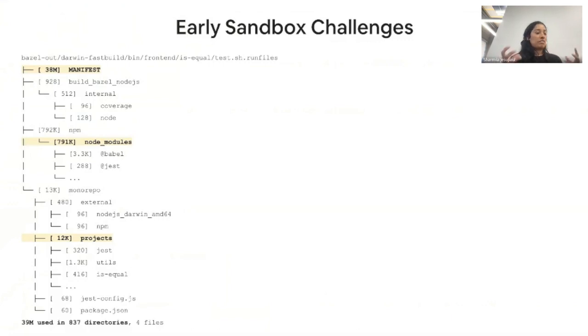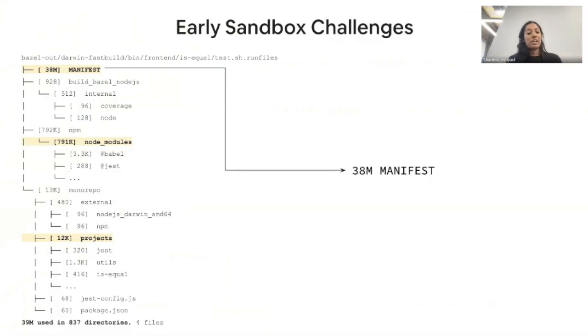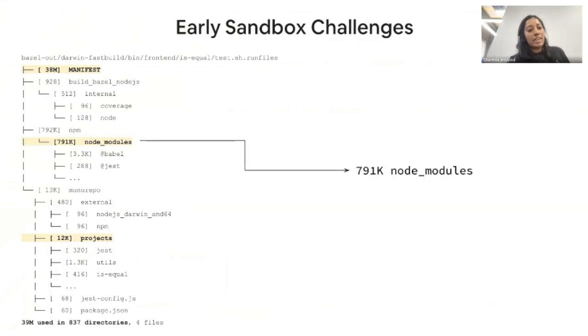So if you notice, there's a few things that seem a little fishy. So the first thing is 38 out of 39 of our sandbox, or megs of our sandbox, is this manifest file. So the tool that we were using at the time would actually override node's module resolution and kept track of all of the resolutions inside of this file. So you end up with this big giant manifest file. And then about a meg's worth of node modules itself. So none of this is coming from our isEqual package. This is all just the things that we need to test that particular package.